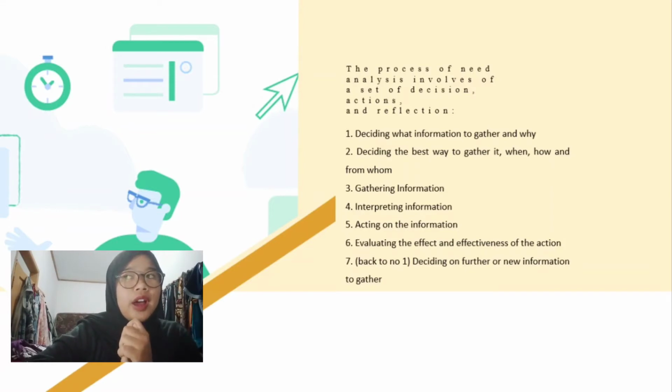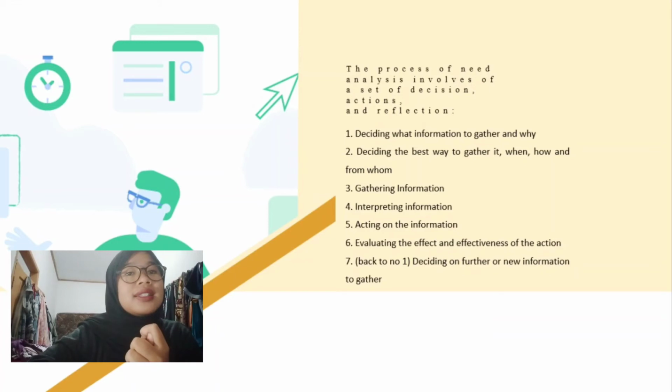This is the step where you have to interpret the information itself. The next is acting on the information, and the next is evaluating the effect and the effectiveness of the action. This is the effect that you have to consider or evaluate: the effect and the effectiveness of the action. You have to know whether it is effect or effectiveness itself.